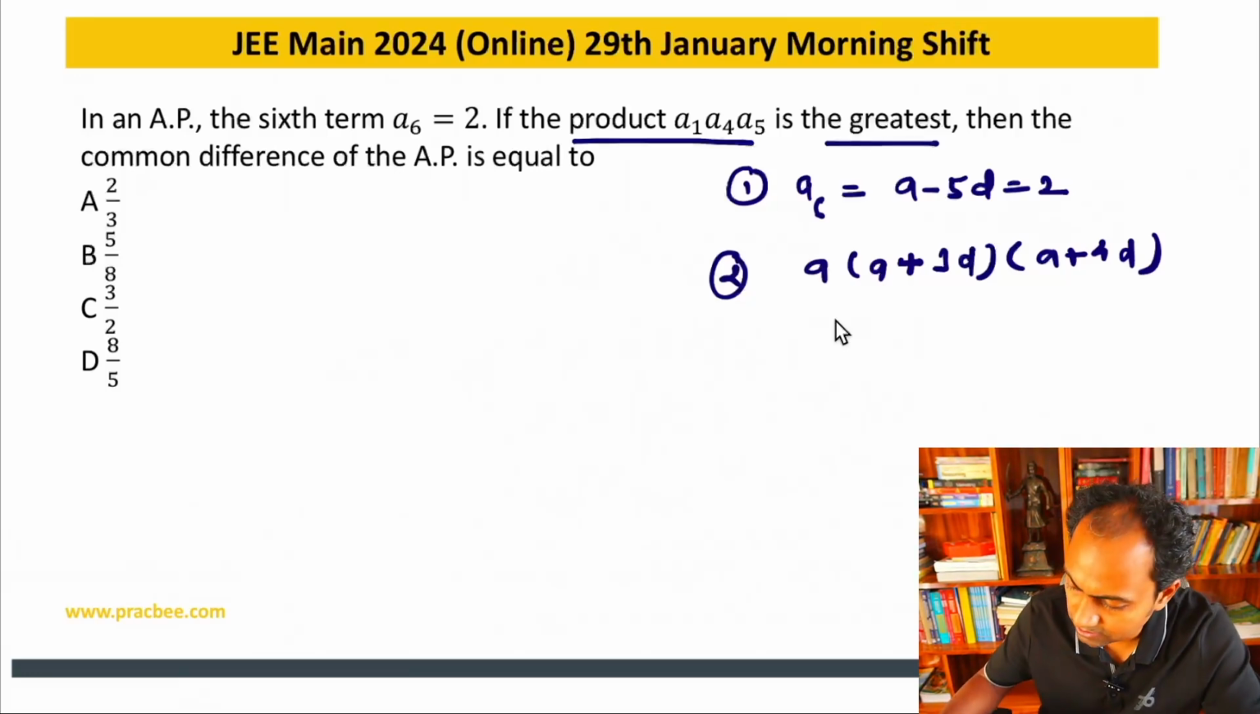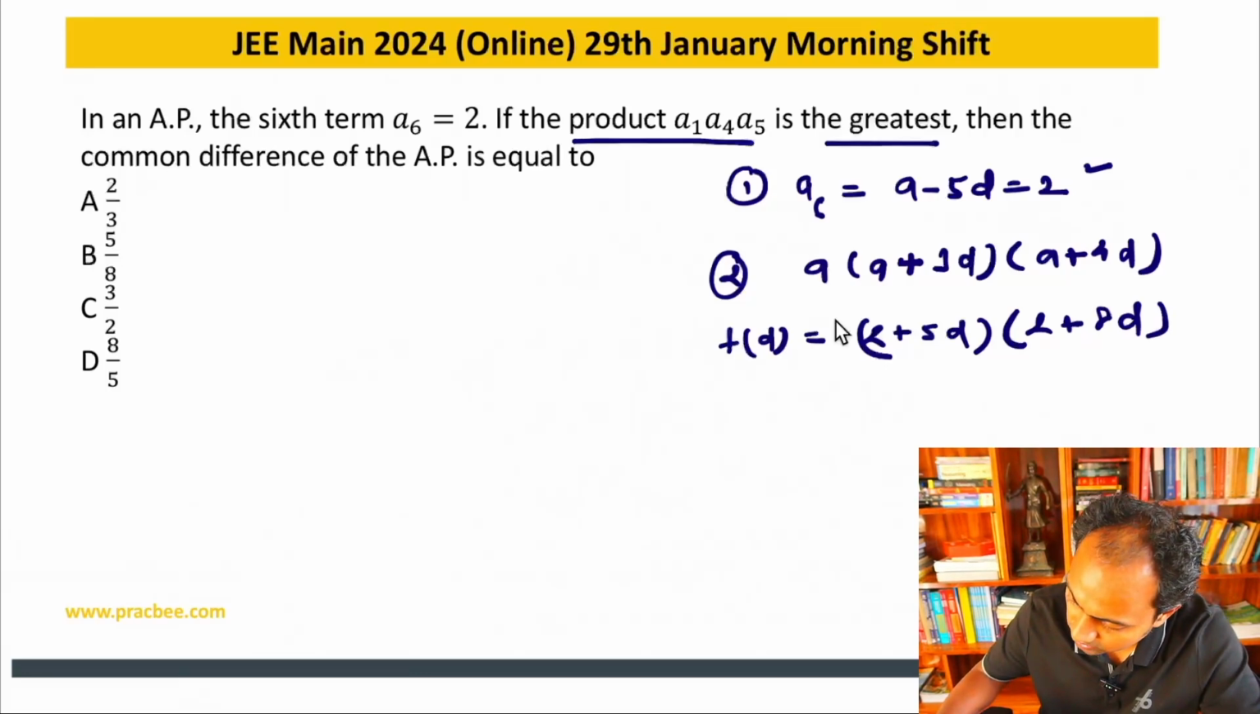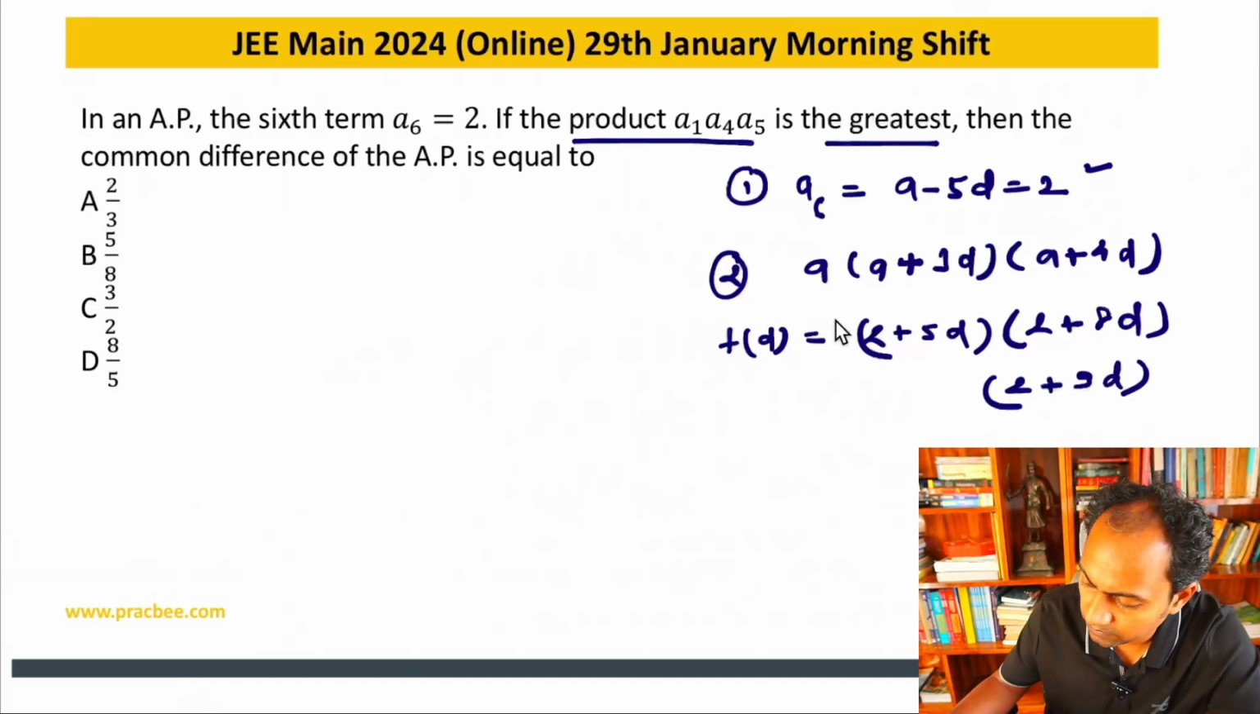So let us write this, simplify and write this function as a function of D. So if I substitute the value of A from the first part, it will be nothing but 2 plus 5D. If I do it in the second term, it will be 2 plus 8D, and the last one, it is 2 plus 9D. Once we have done this, now you can see clearly that it has become a function of D. We want to maximize it.